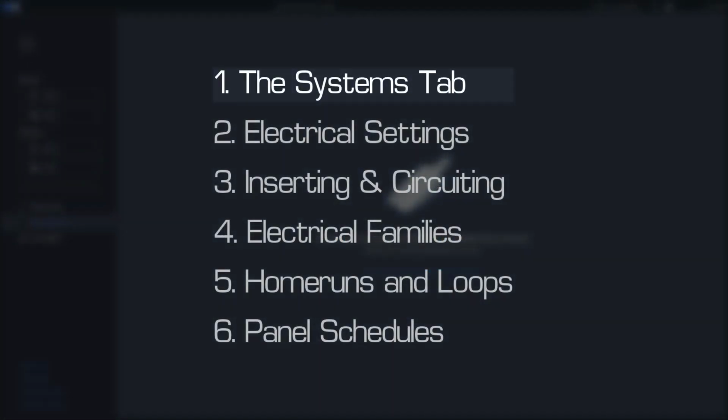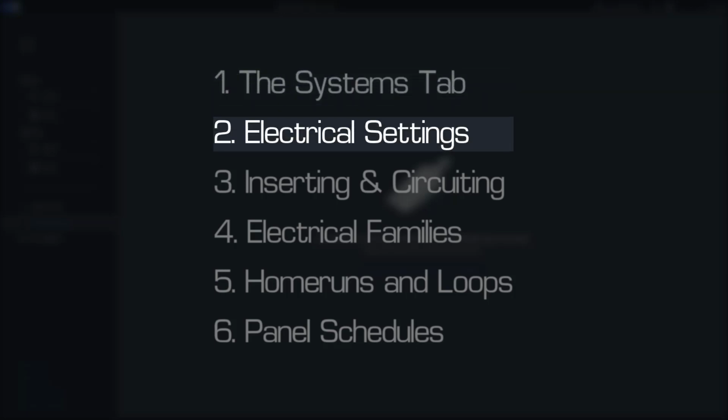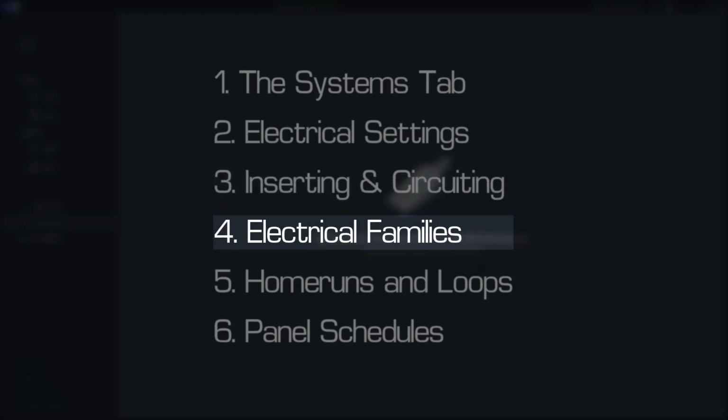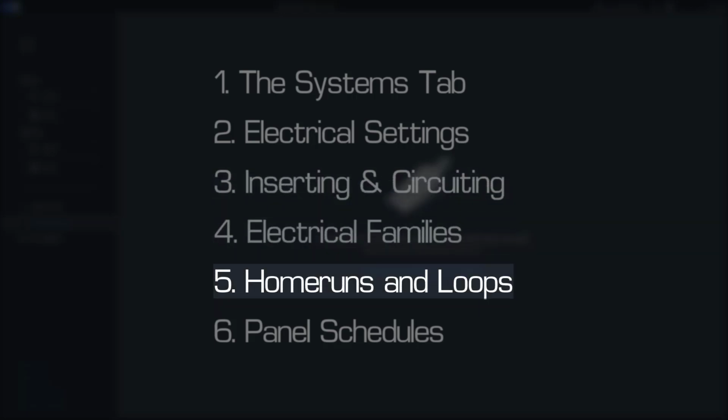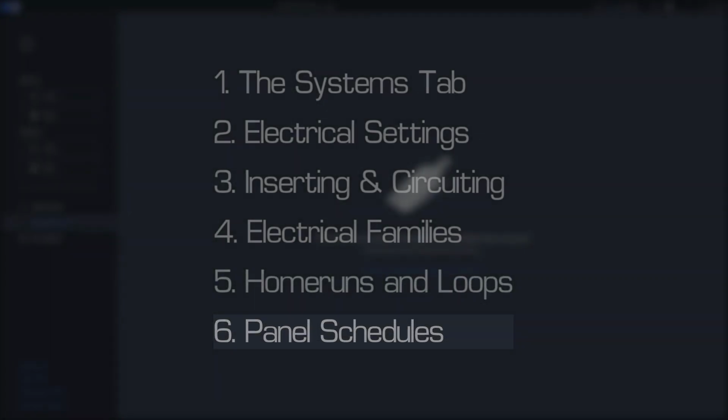In this video, we'll go over the Systems tab in Revit, where most of the electrical design commands live: the Electrical Settings command, inserting and circuiting panels, transformers, and lighting and electrical fixtures, electrical equipment and electrical fixture families, drawing home runs and loops, and making and modifying panel schedules.